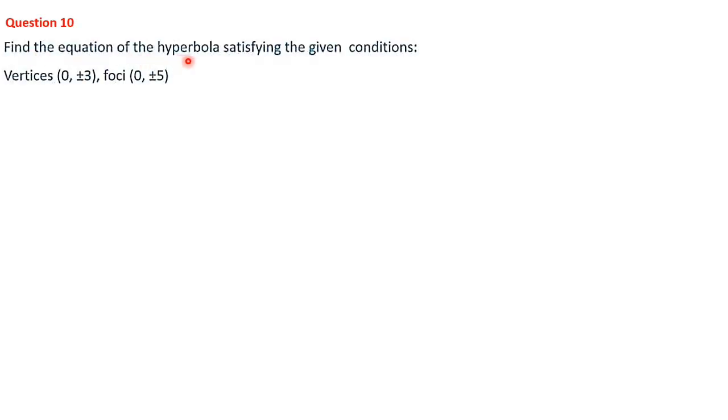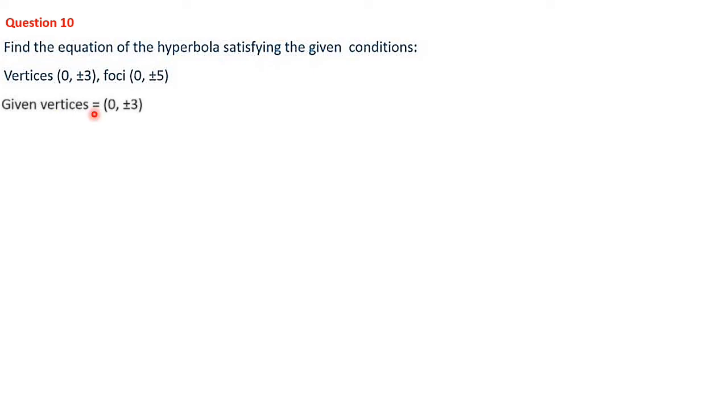Move on to the 10th question. Find the equation of the hyperbola satisfying the given conditions. Vertices 0 comma plus or minus 3, foci 0 comma plus or minus 5. Similar to the previous question only. Both the points are on the y-axis because the x value is 0. So the axis of the hyperbola is the y-axis.